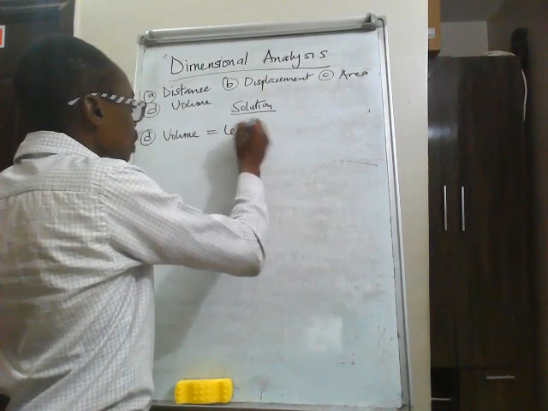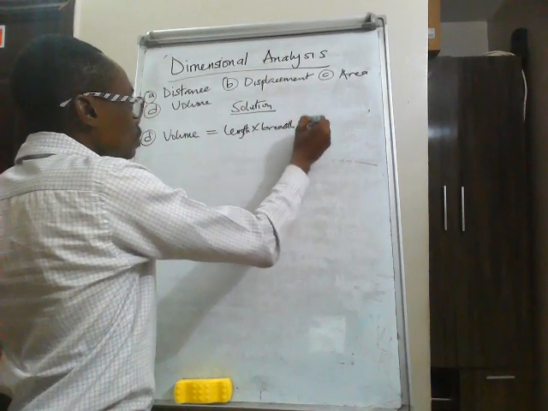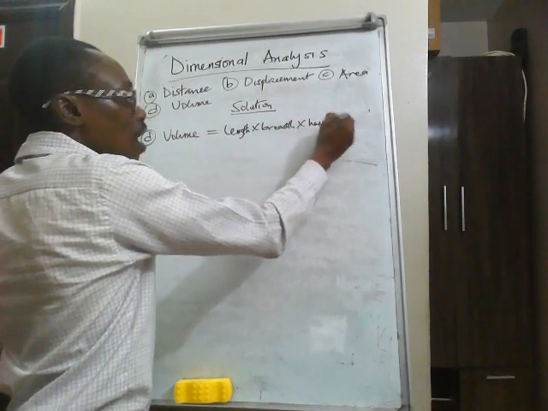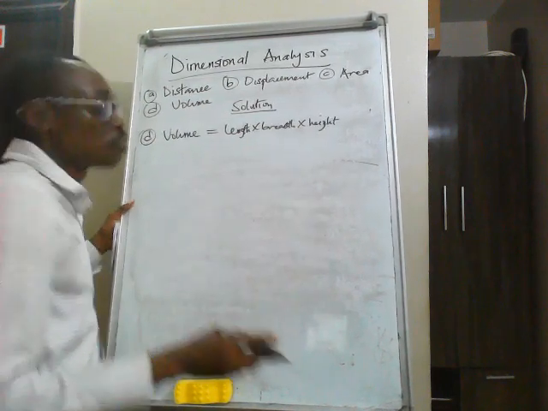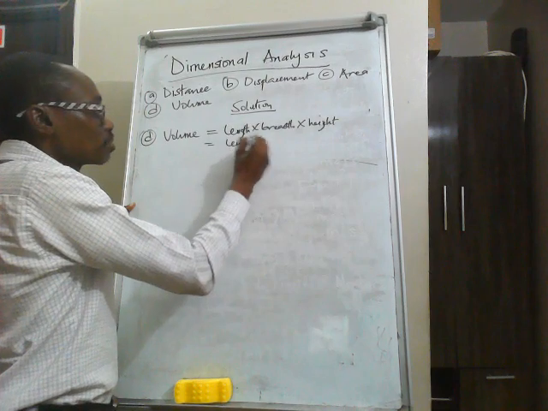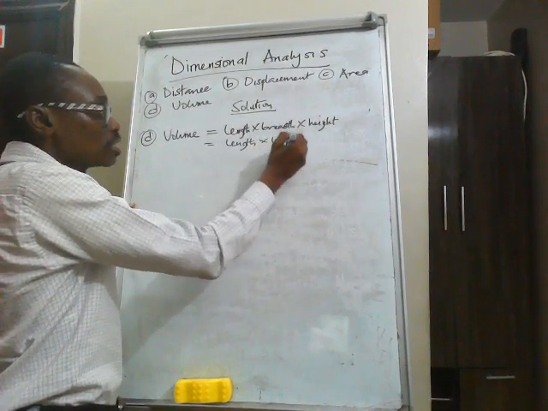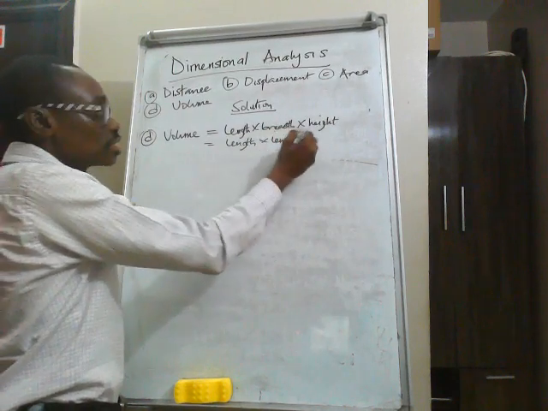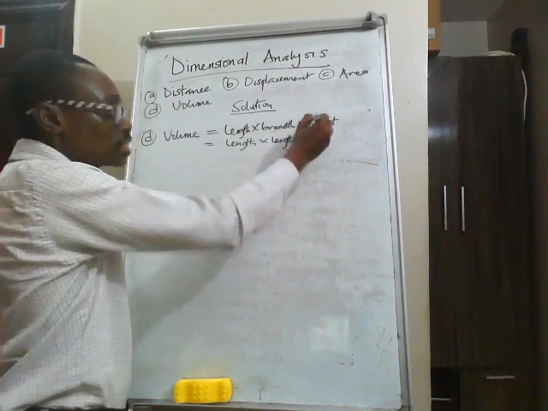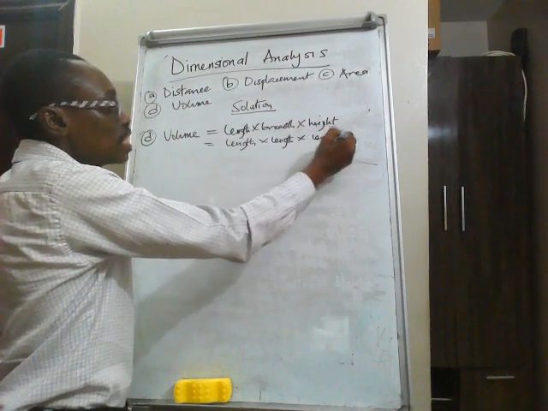Length times breadth times height gives you the volume of a cuboid. Now this is length. This is breadth. Breadth is a kind of length, so we can replace breadth with length. Height is a kind of length, so we can replace height with length again.